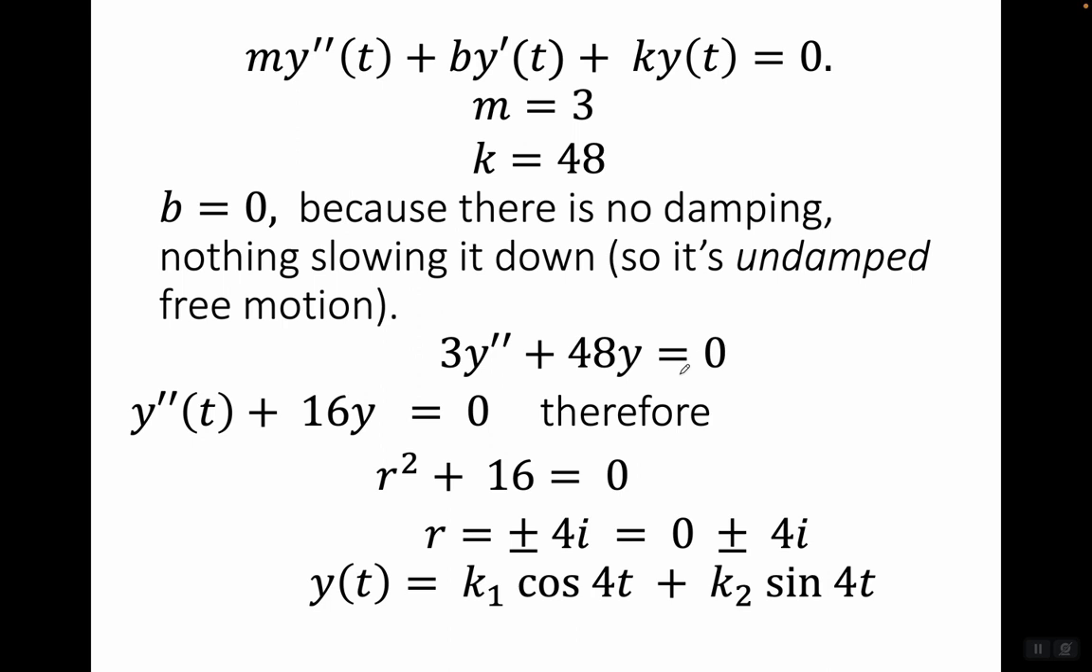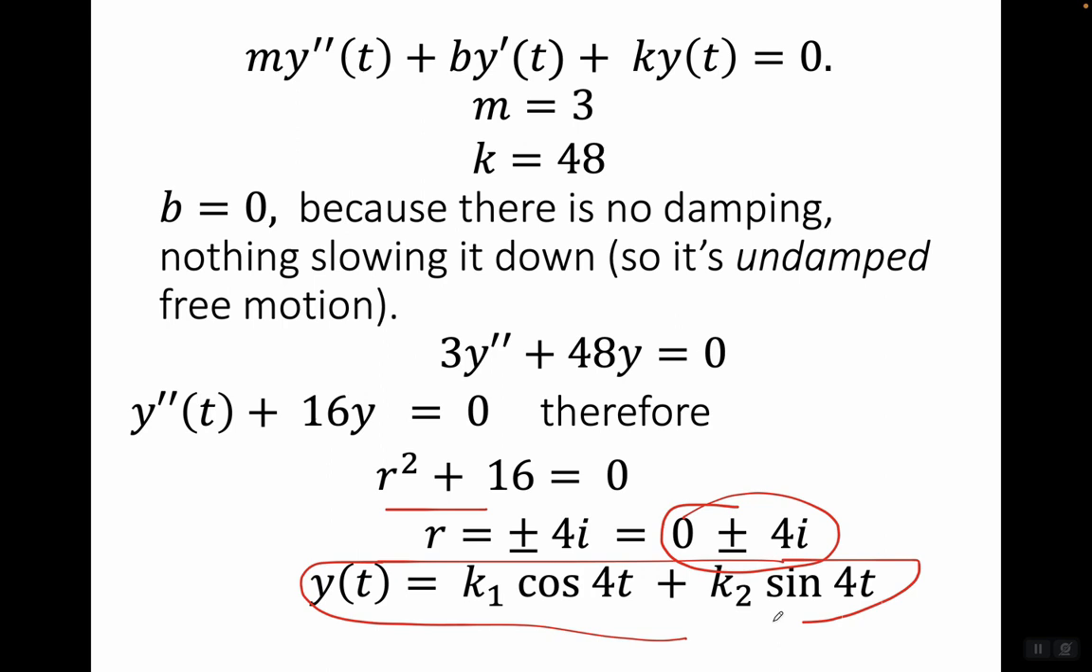Let's solve this. First, we can divide everything by 3 and get y double prime plus 16y equals 0. Therefore, r squared plus 16 equals 0. r equals plus or minus 4i. Remember how to work with complex numbers. Hope you do. So you would just move the 16 to the other side, and then you'd have r squared equals negative 16, so r equals plus or minus 4i. In other words, it's 0 plus or minus 4i. So y is going to be of the form k1 cosine 4t plus k2 sine 4t.